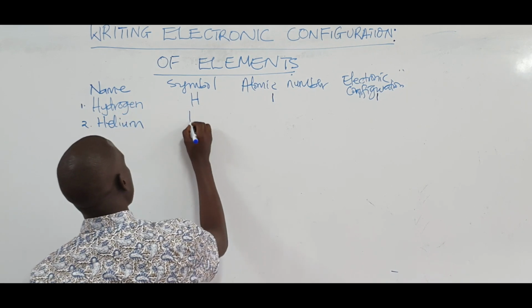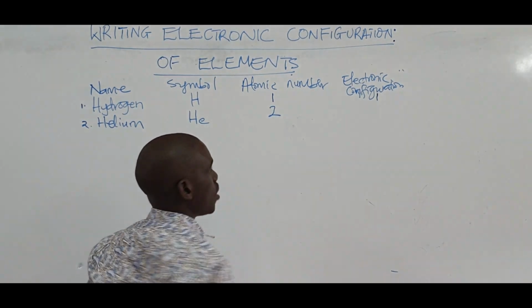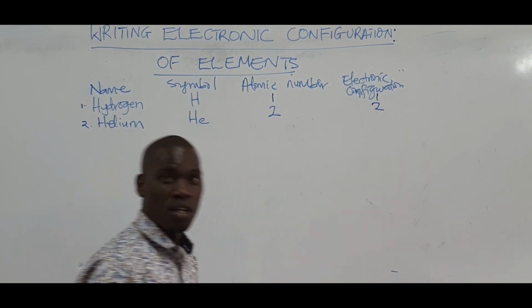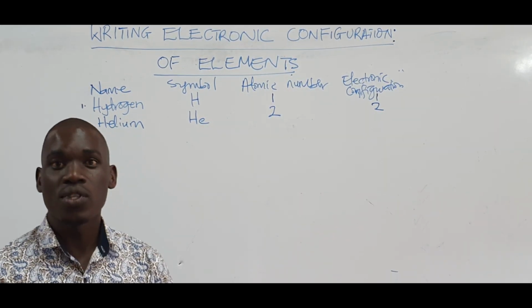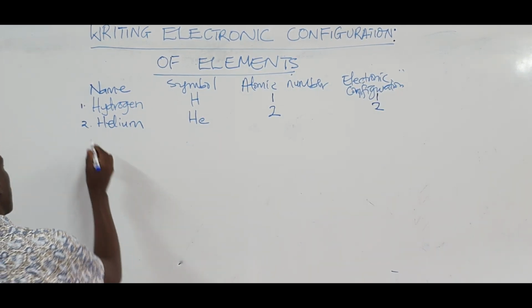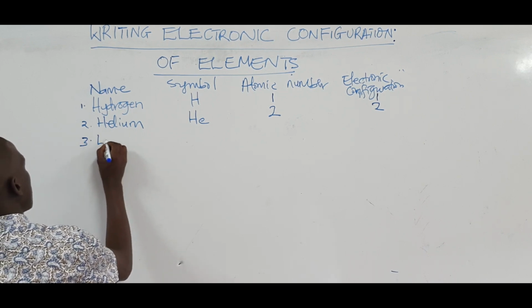So the next one is helium. Helium, that is He, atomic number 2. The electronic configuration is also 2. So all those 2 electrons are in one shell, the first shell. Let us go to the next element. The next element is lithium.